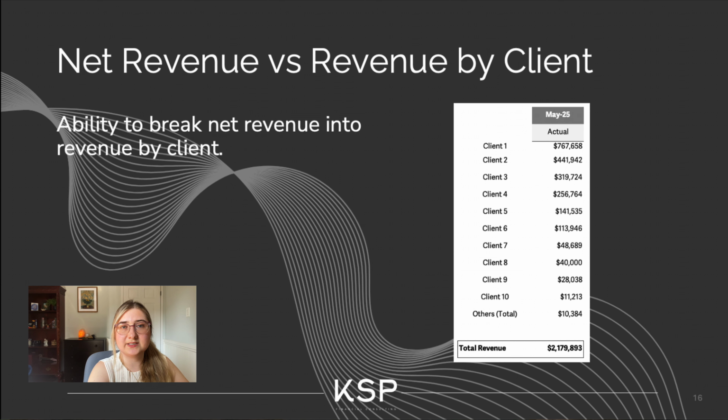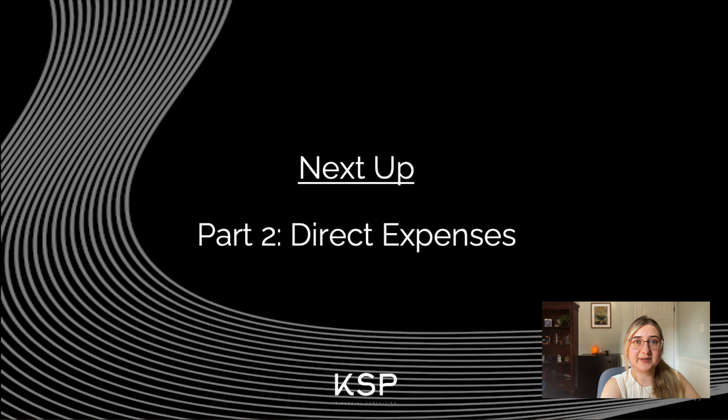Another important aspect is you want to be able to break out net revenue into revenue by client. So all of this amount that you see on your profit and loss statement under net revenue, you should be able to map all of this to individual clients so that when you look at the list of your revenue by client, like you have here, you are able to arrive to the same total as what you see on the P&L. And this concludes our revenue overview.